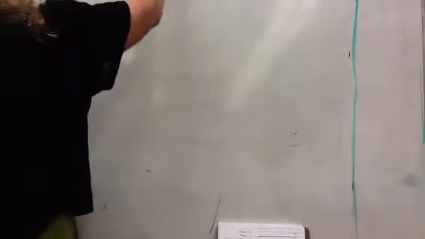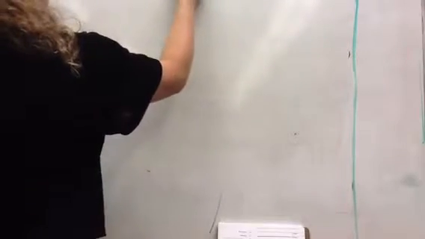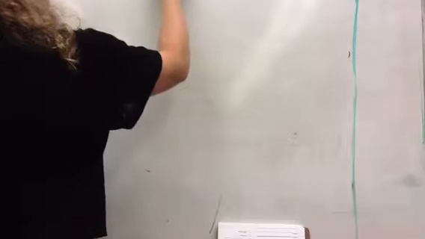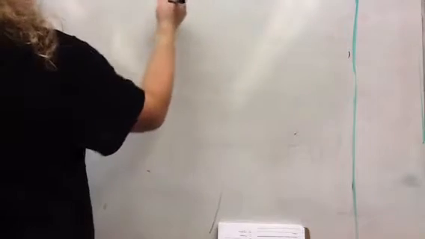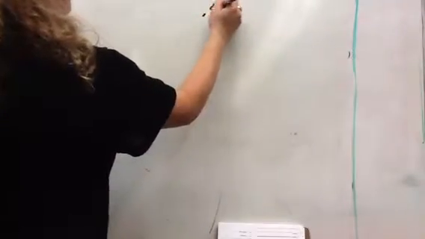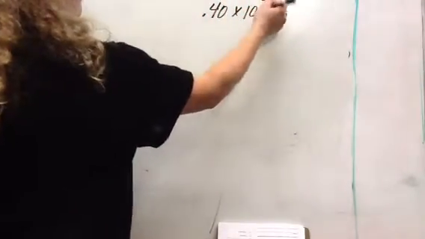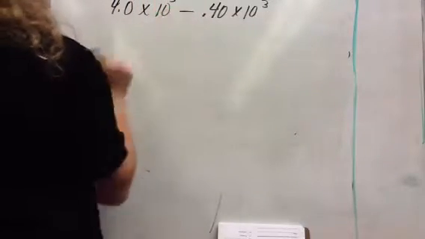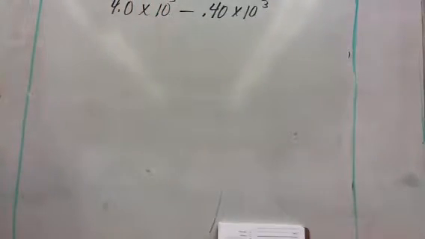You want to go for the bigger exponent? Yes. Okay. So we'll get everything in the form of 10 to the third. So we're going to change this 4, 0, 0. So this is actually 1, 2. So it would be 0.40 times 10 to the third. So now we have 4.0 times 10 to the third minus 0.40 times 10 to the third.